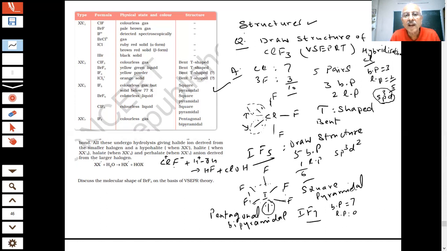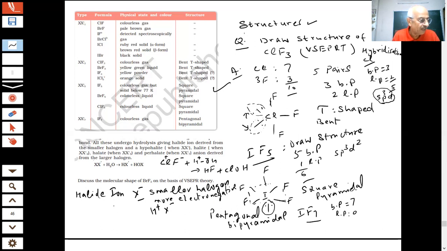The halide ion is coming from the smaller halogen, X minus, the more electronegative halogen. Same thing, more electronegative: smaller the size, more electronegative; larger the size, less electronegative. So X minus will be there, then H plus and X minus will be there, and then hypohalite and similarly HOX, all this.